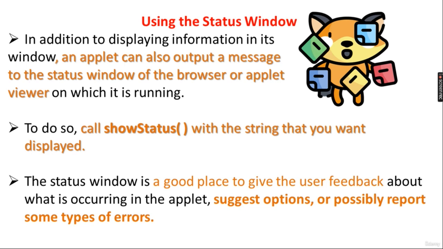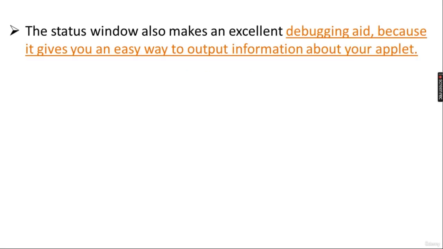Now next is using the status window. In addition to displaying information, the applet can also output a message into the status window of the browser or applet viewer on which it is running. To show the status, you have to call showStatus with the string that you want to display. The status window is a good place to give the user feedback about what is occurring in the applet, suggest options, or possibly report some type of error. It depends upon you what you want to display in the showStatus method.